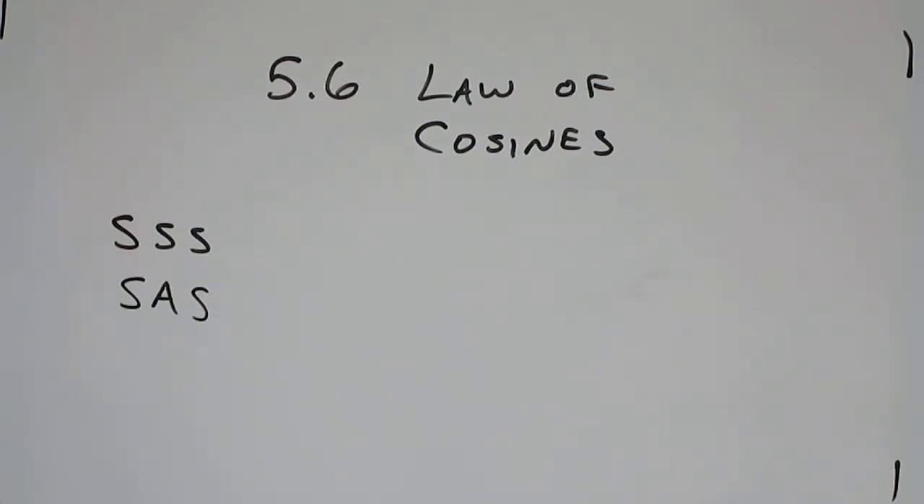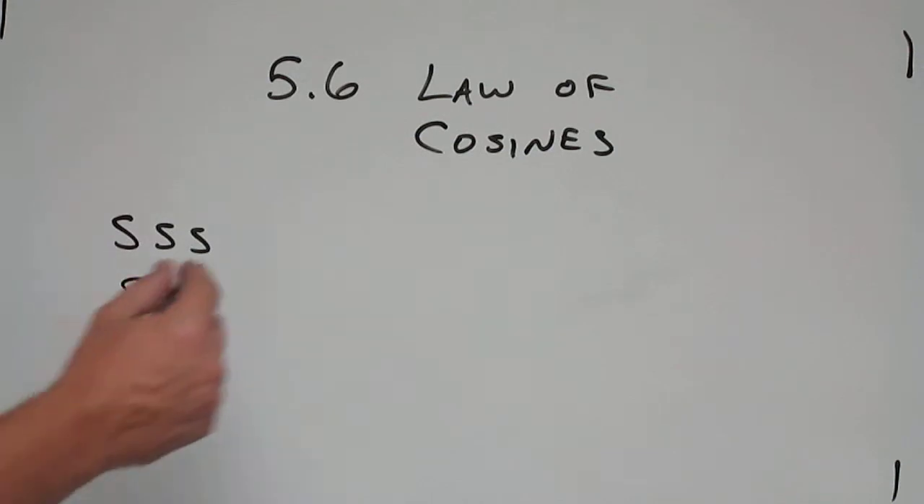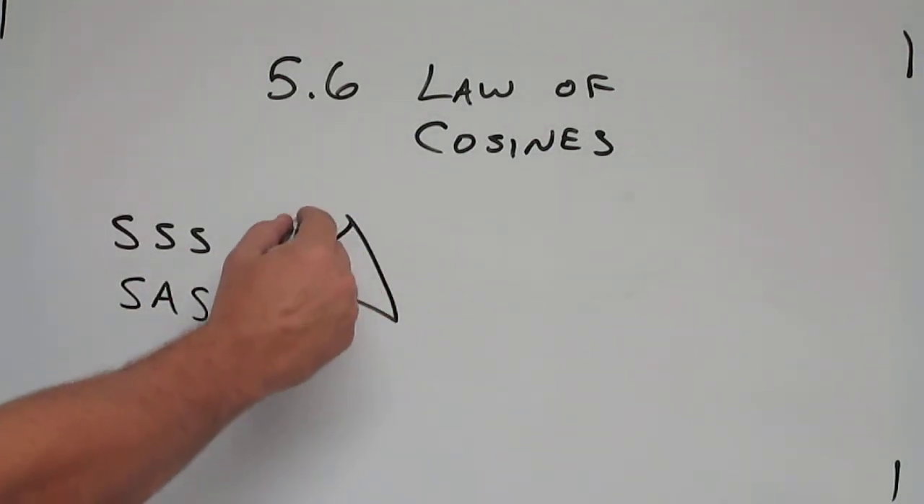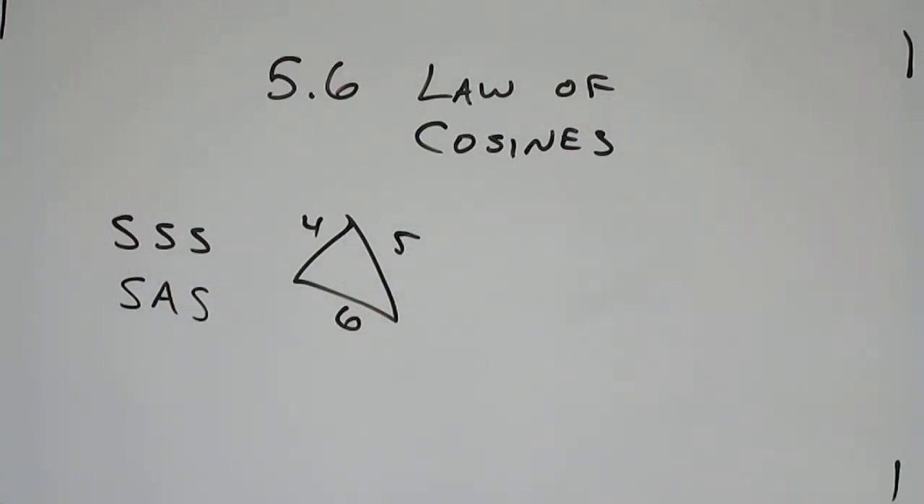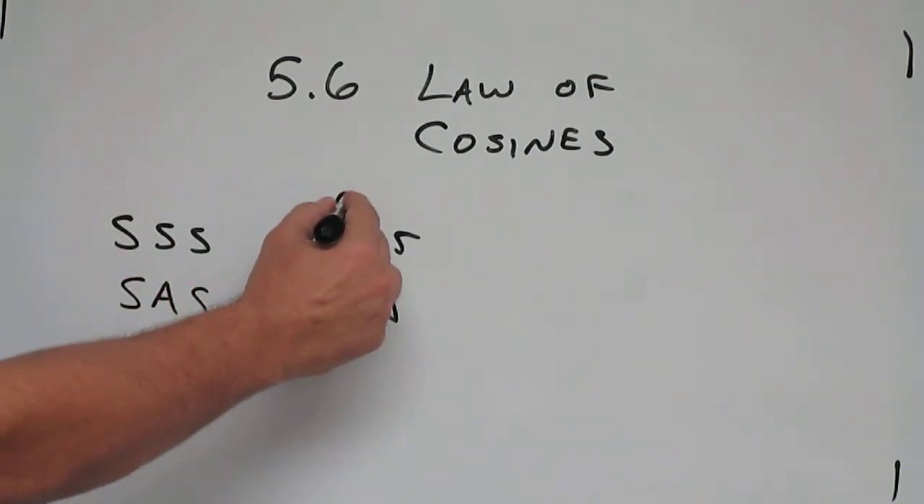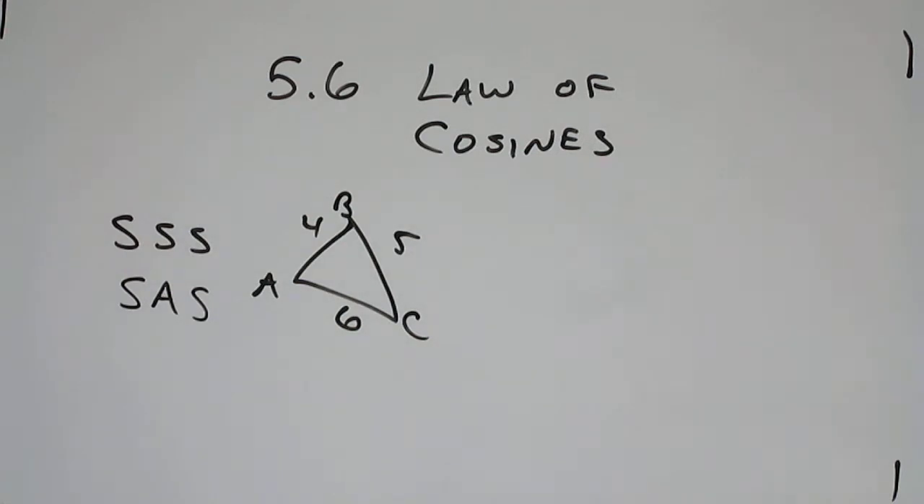This section is also going to have another couple of formulas that are useful for finding things in a triangle, but they're a little bit different than the law of sines or the law of cosines. So the first thing we want to look at is this SSS case. If I have a triangle, let's just say it's a 4, 5, 6 triangle, and I'd like to know what the angles are. Every time there's a 4, 5, 6 triangle, the angles will always be the same. So if I call this A, B, C, then the law of cosines is going to look like this.